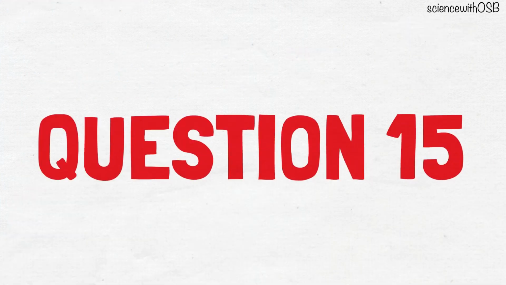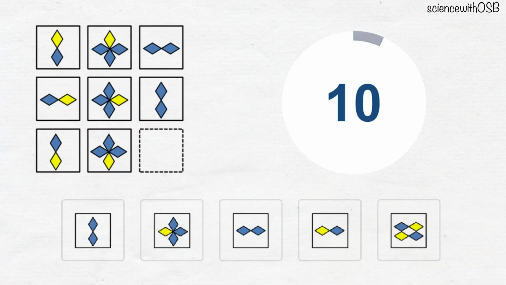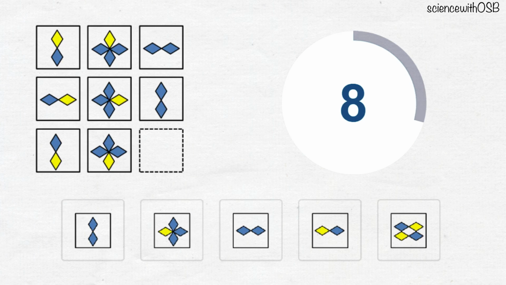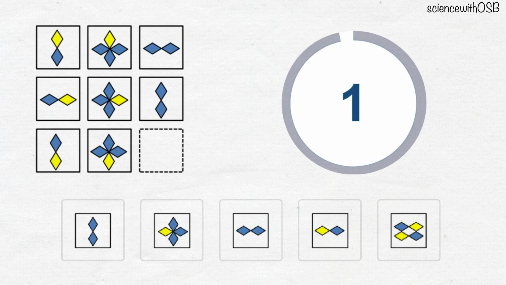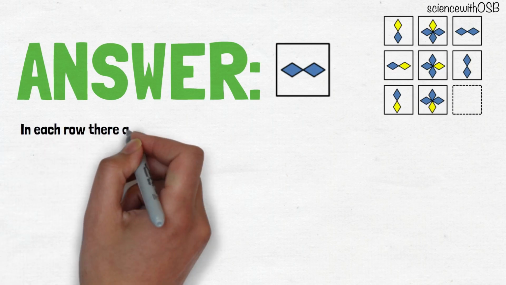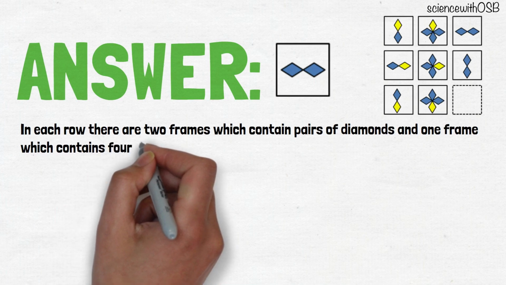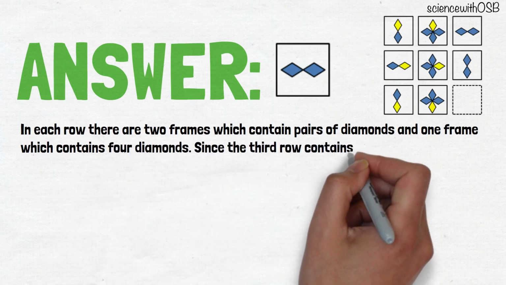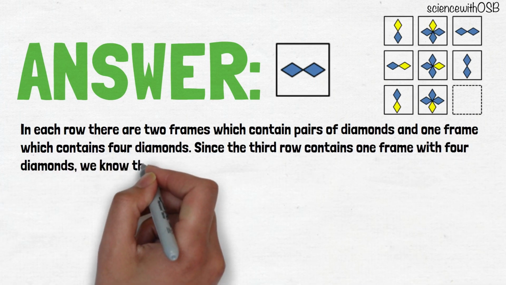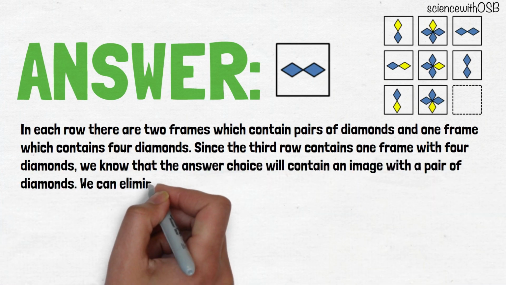Question number 15. Observe the matrix closely. The correct answer is C. In each row, there are 2 frames which contain pairs of diamonds and 1 frame which contains 4 diamonds. Since the third row contains 1 frame with 4 diamonds, we know that the answer choice will contain an image with a pair of diamonds.